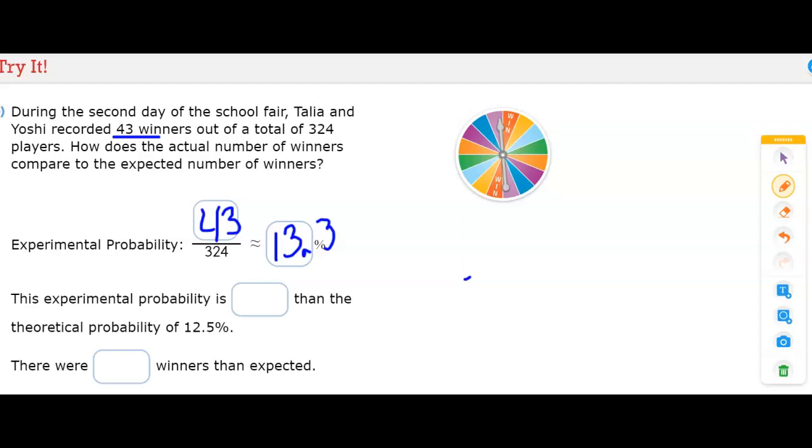If you look at the example, the theoretical probability was 12.5 or 12 5/10%. So the experimental probability is greater than the theoretical probability. So there were more winners than expected.